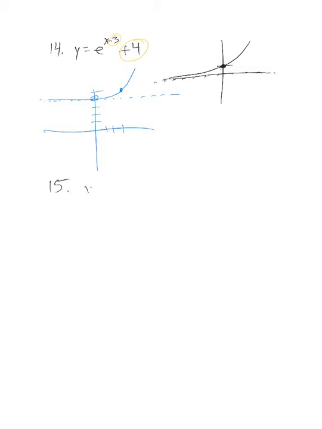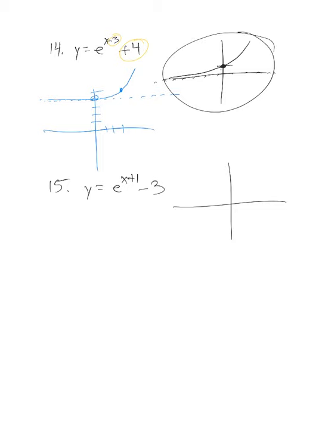15 is y equals e to the x plus 1, minus 3. Again, our generic parent function looks like that. So what is happening with our point? Our point is moving to the left 1 and down 3. So instead of being right here, it's going to move to the left 1 and down 3 from this point. So 1, 2, 3. Left 1 and down 3. That's where the point's going to end up.